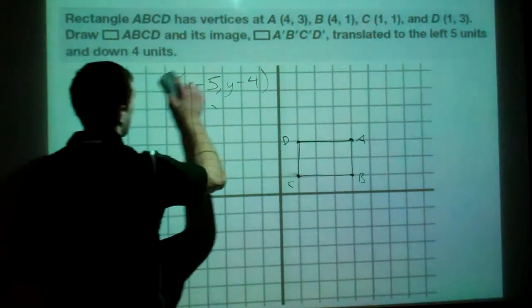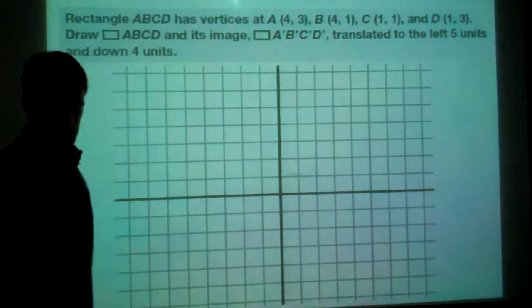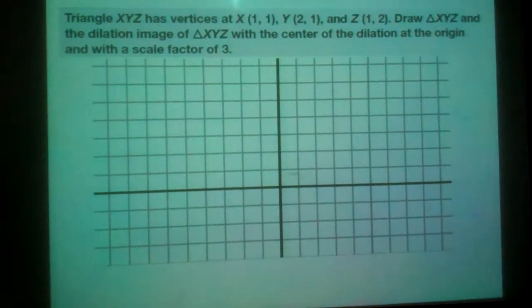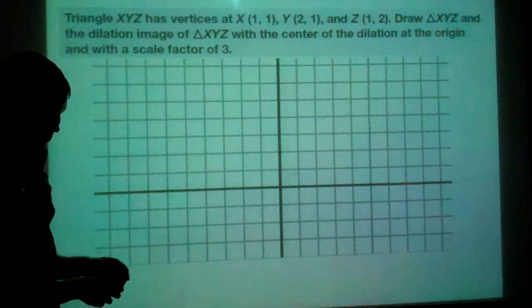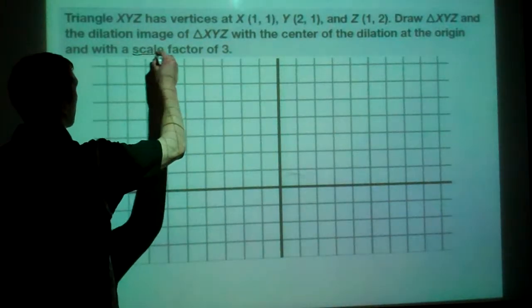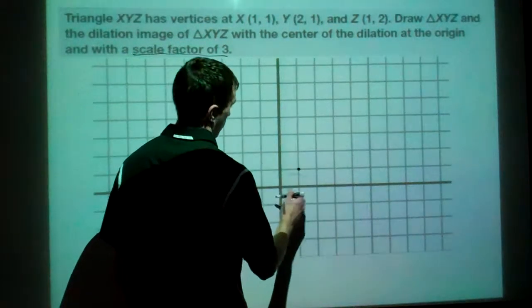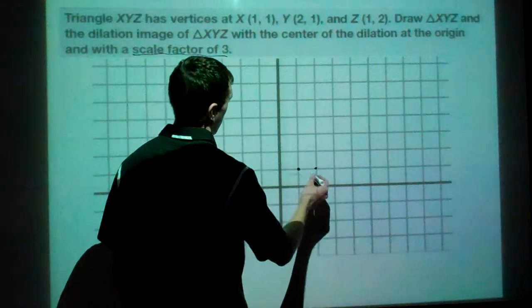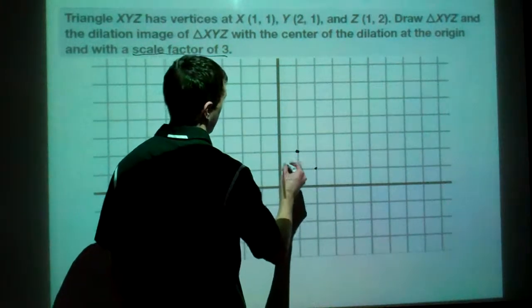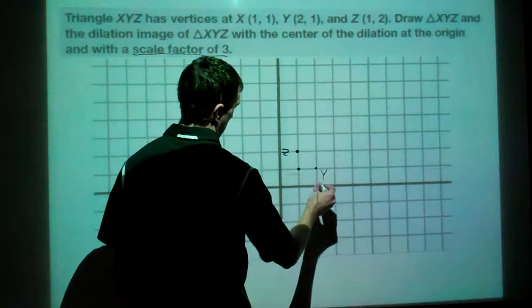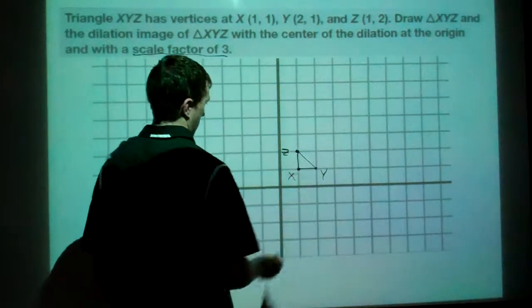Alright, one more to do. That is a dilation, which looks like this, okay? So we have another triangle we're going to graph, and we're going to dilate it with the center of dilation at the origin with a scale factor of 3. Most important part here, scale factor of 3. Alright, so first let's just graph our triangle. 1, 1, over 2 up 1, and over 1 up 2. Right there, so we've got Z, we've got Y, we've got X. So we have a small triangle there.